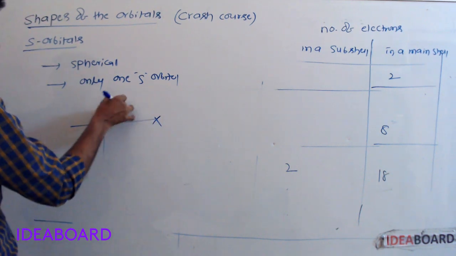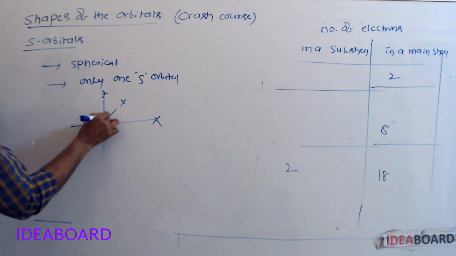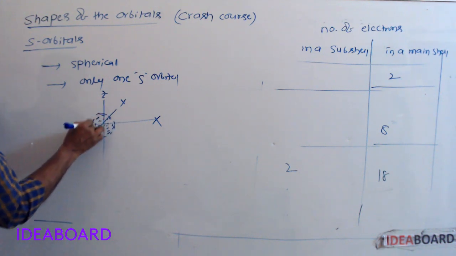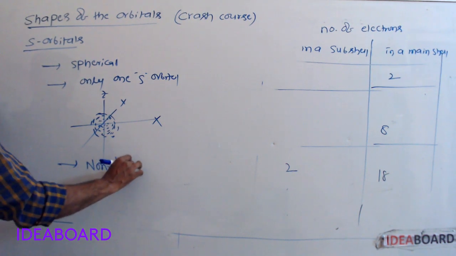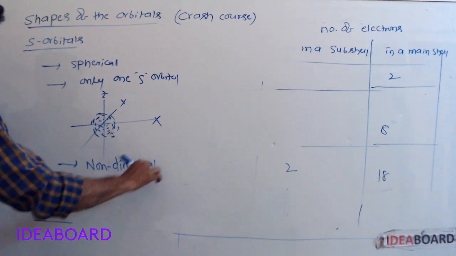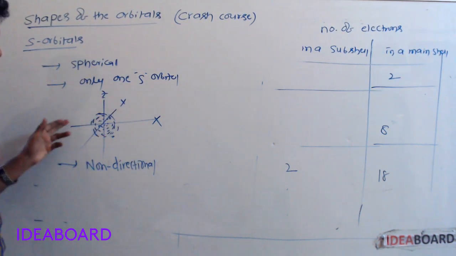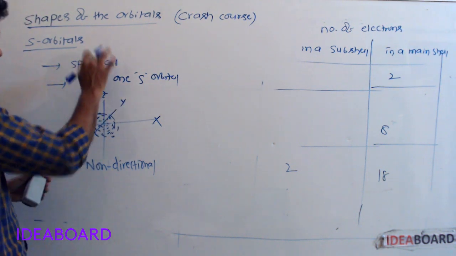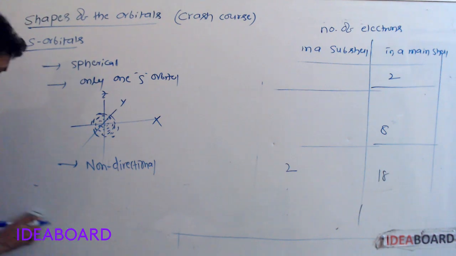Electron density is in all the directions. Electron density is like this. That's why s orbitals are non-directional. S orbitals are non-directional because electron density is concentrated on the x-axis, y-axis, and z-axis.